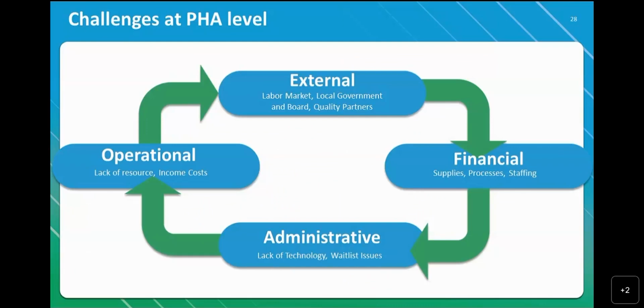Challenges, there's 4 major groupings. External challenges that we talked about that can derive from the labor market, your local government, board, your partners, financial, of course, we talked about that. And on the financial side, it's also resources and supply. Supply is still low and is high in price. So we have to put more money out to get less. And sometimes our processes that we have in place hinder us to be effective and efficient.